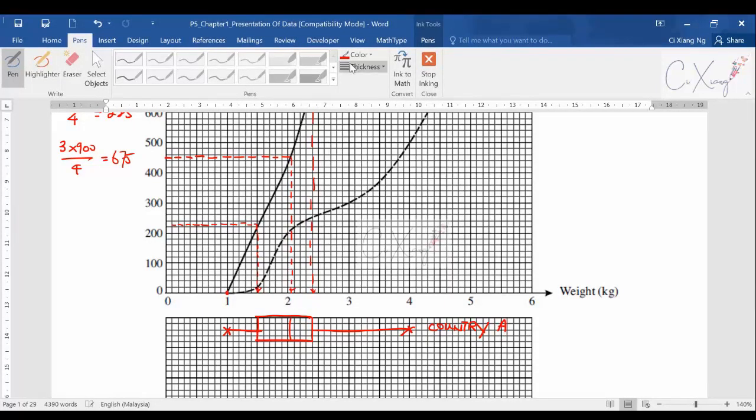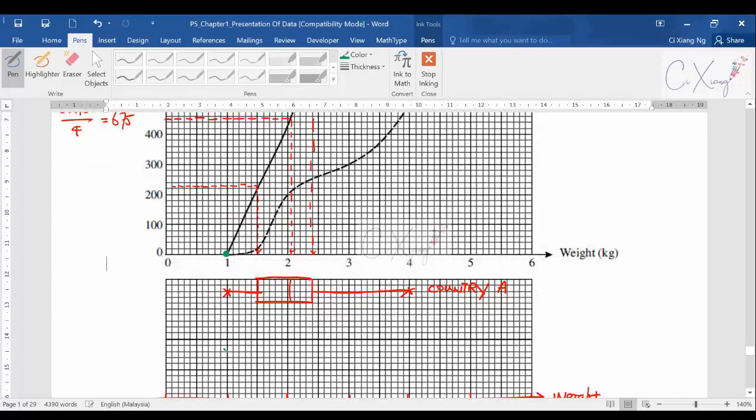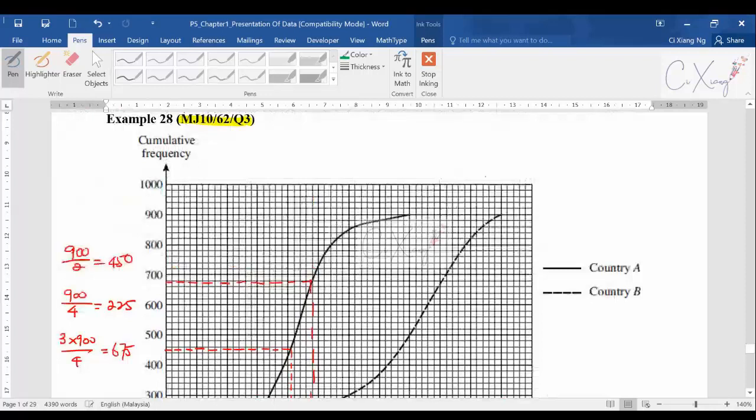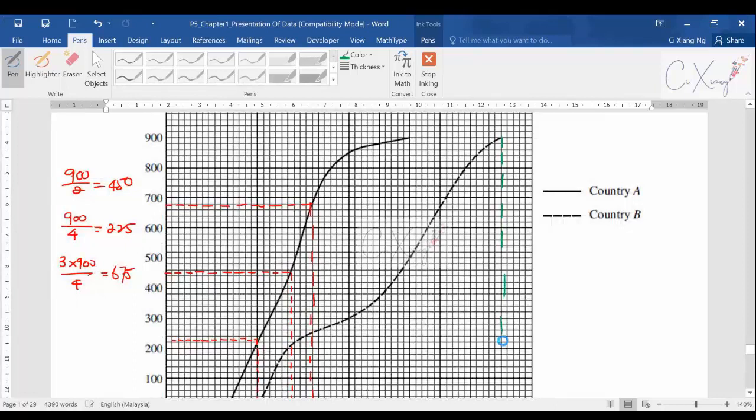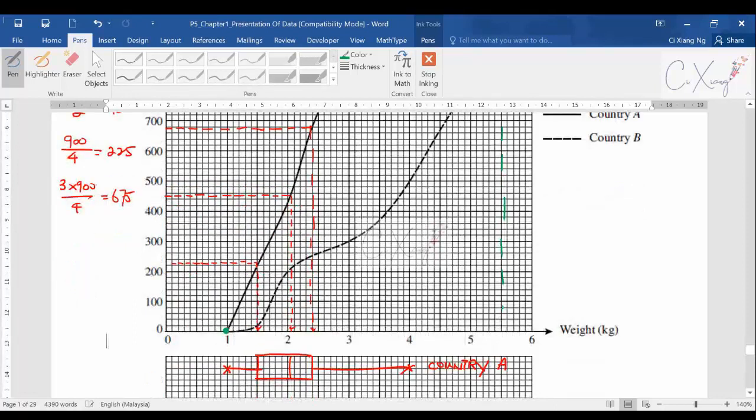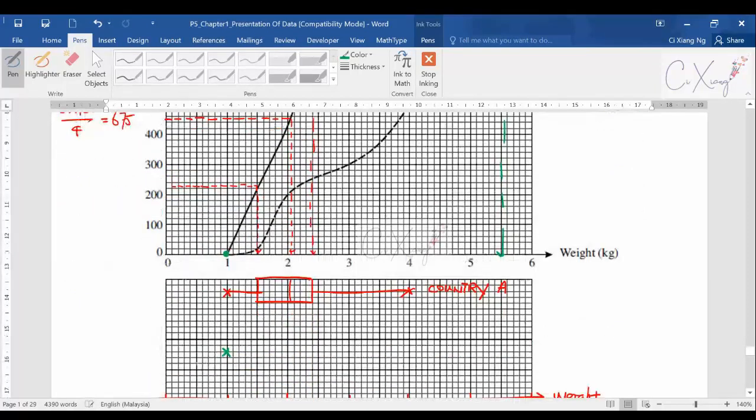Okay, then now you go for country B. The same thing applies. So for country B, the smallest value is still a 1. So maybe for country B, you can draw it at the bottom. Okay, then the largest value for country B is here. So what is this value? You need to look for it. Okay, so if you draw the line down, you should get 5.5. So that means the maximum of country B is 5.5.